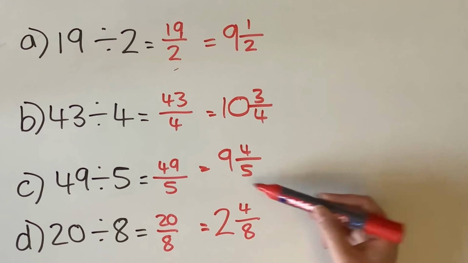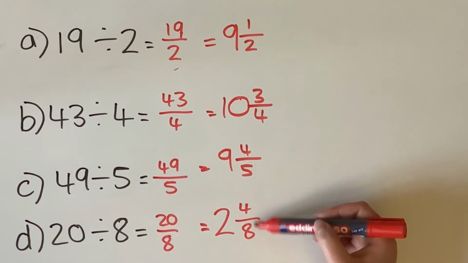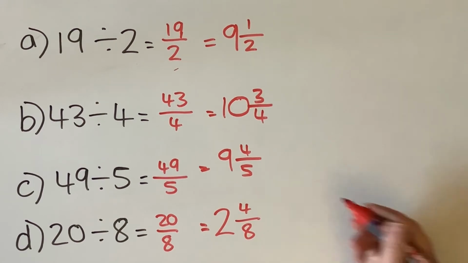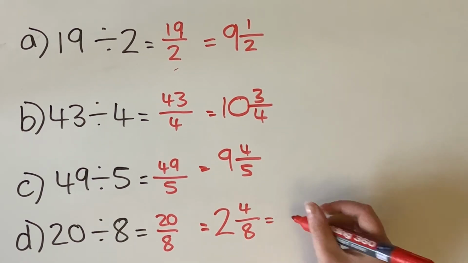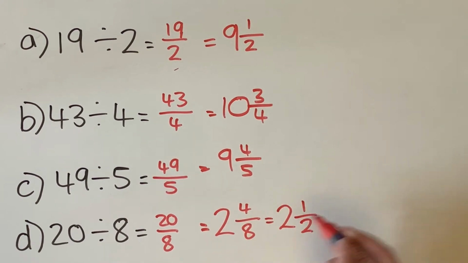I now need to look at that. Can I simplify it? Yes, I can, because I can divide both 4 and 8 by 4, which means that 2 4/8 in its simplest form would be 2 1/2. It's really important that we follow that step.